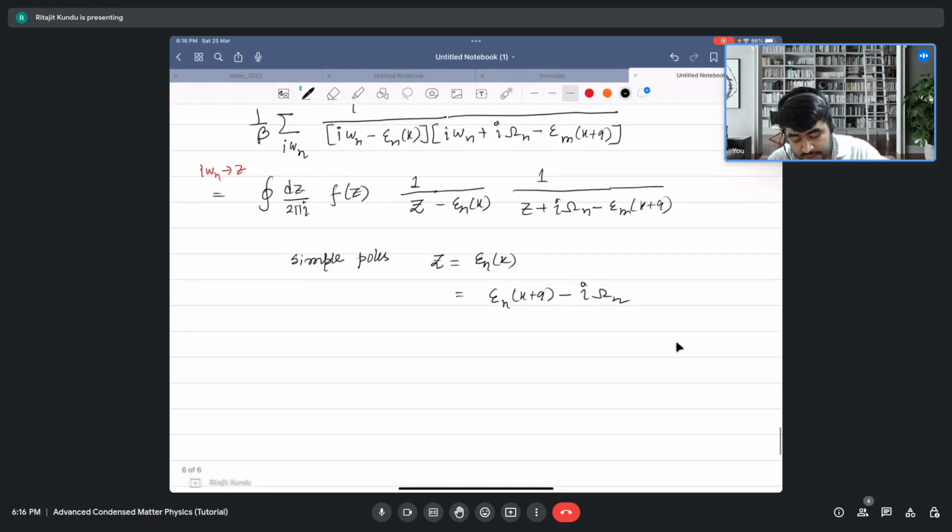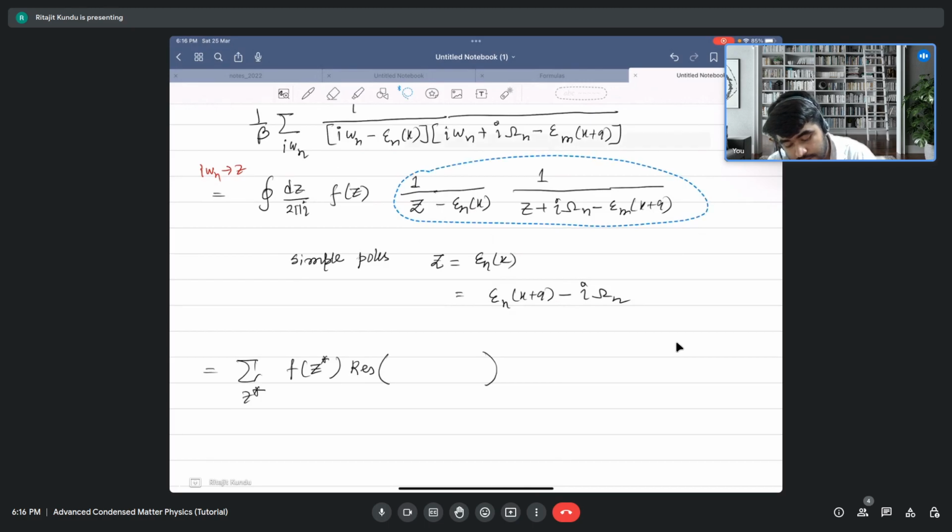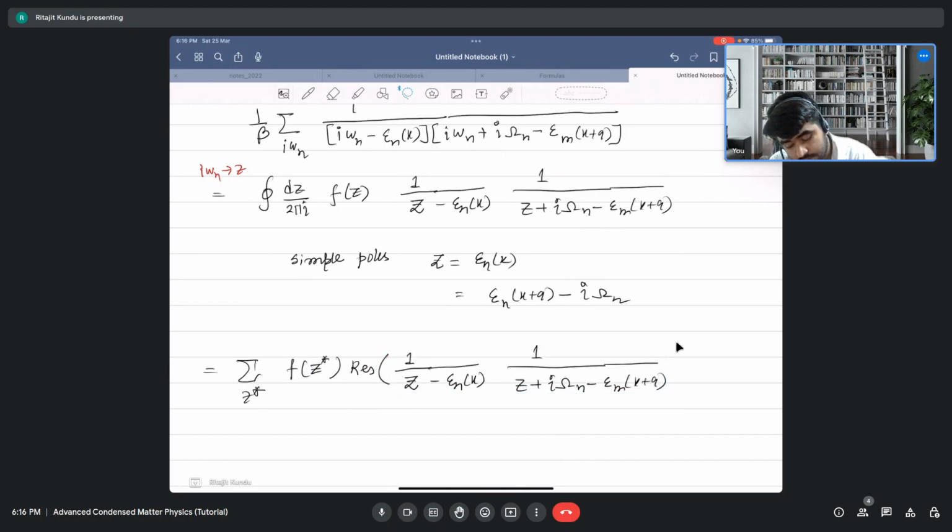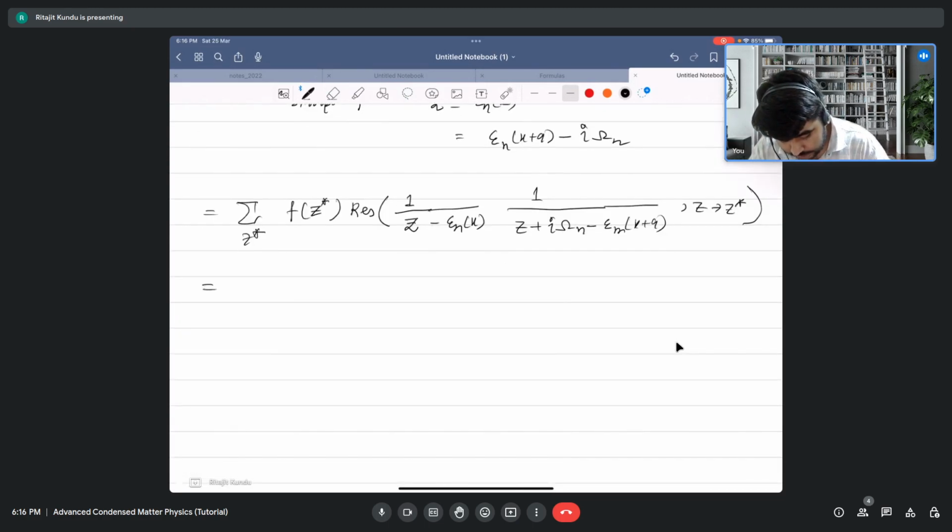Okay, so what does that mean? That means this integration is the summation over all of the residues. And for simple poles, the residues are very simple. So summation over residues, and let me write f of z, let's say z star. So z stars are the poles, and the residue of this whole rest of the part. So let's try to write what actually these residues are.